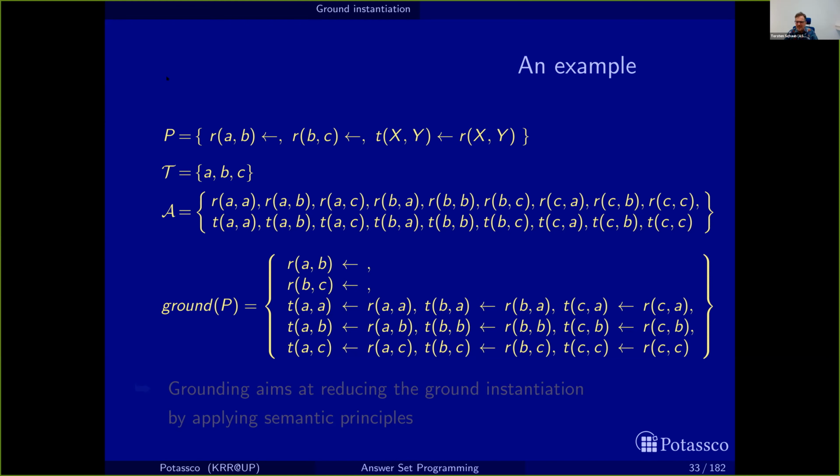Okay, but if you look at this a bit closer, you see that, for instance, here we have R of AA. Is there a rule that allows us to derive R of AA? No, there isn't. You can just derive R of AB and R of BC. You can't derive it, so this atom will be false. So this rule will never apply. You can even remove the rule.